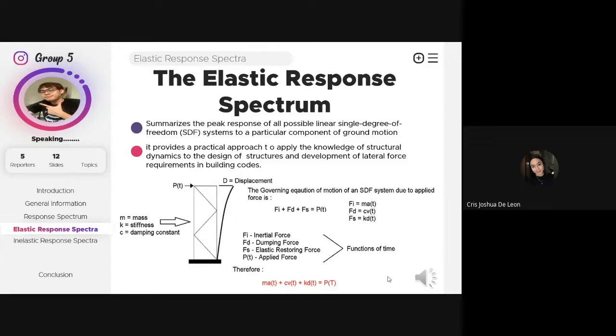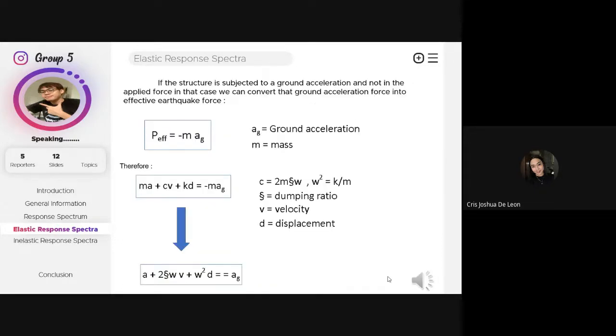Itong tatlong to, sila yung nagre-resist dun sa applied force. Tapos, by simplification, ang equation magiging MA plus CV plus KD equals to PT. While if the force is subjected to a ground acceleration and not in the applied force, in that case, we can convert that ground acceleration force into effective earthquake force.